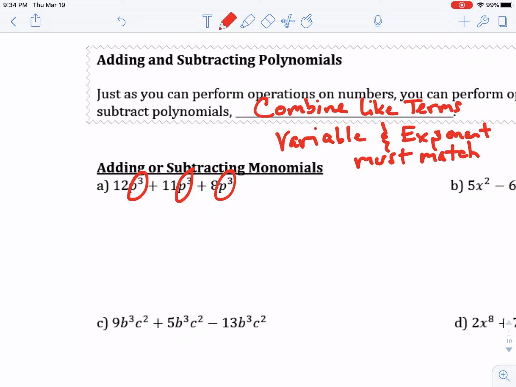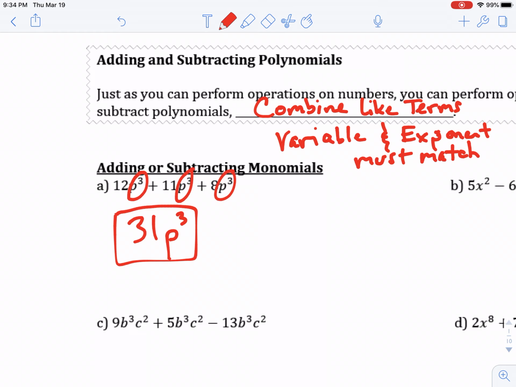12 plus 11 plus 8 makes 23 plus 8, which makes 31 of these p to the third power terms. So you would just write it like that, 31 p to the third power. You do not add the exponents together. That unit is done with now. No more adding of the exponents. You're only adding the coefficients in front of the variables.